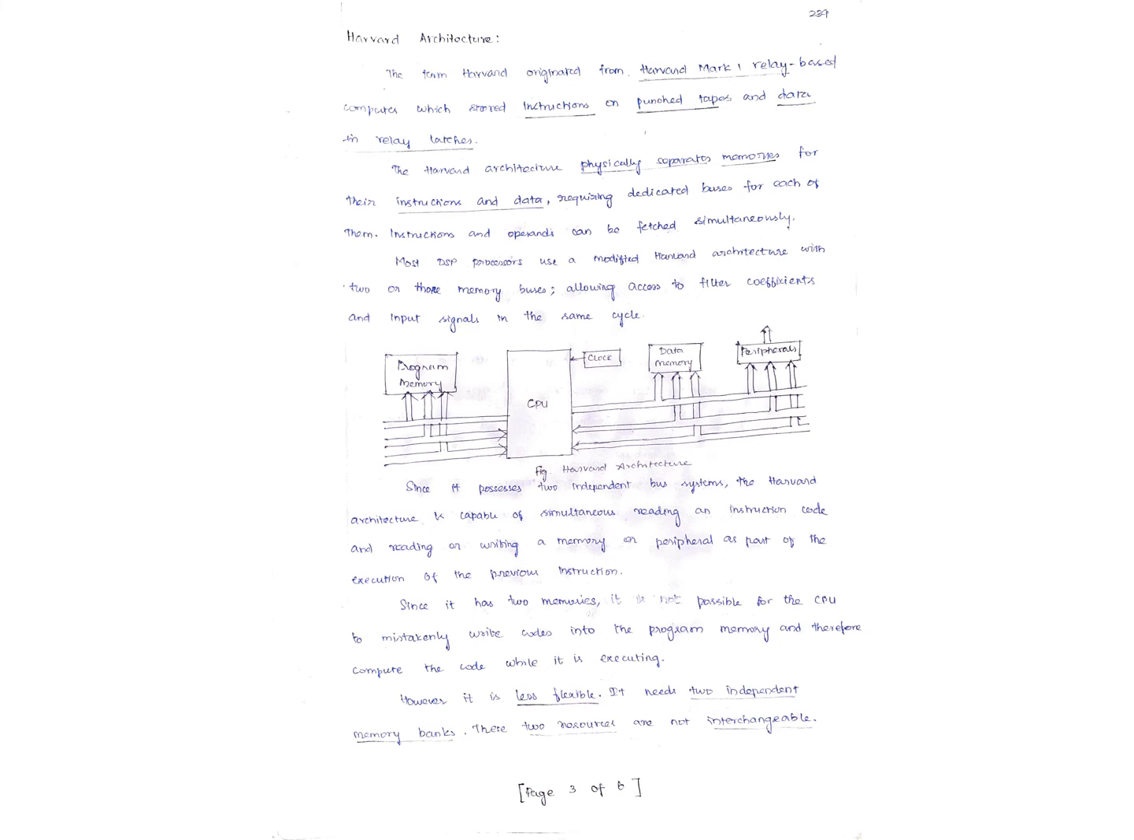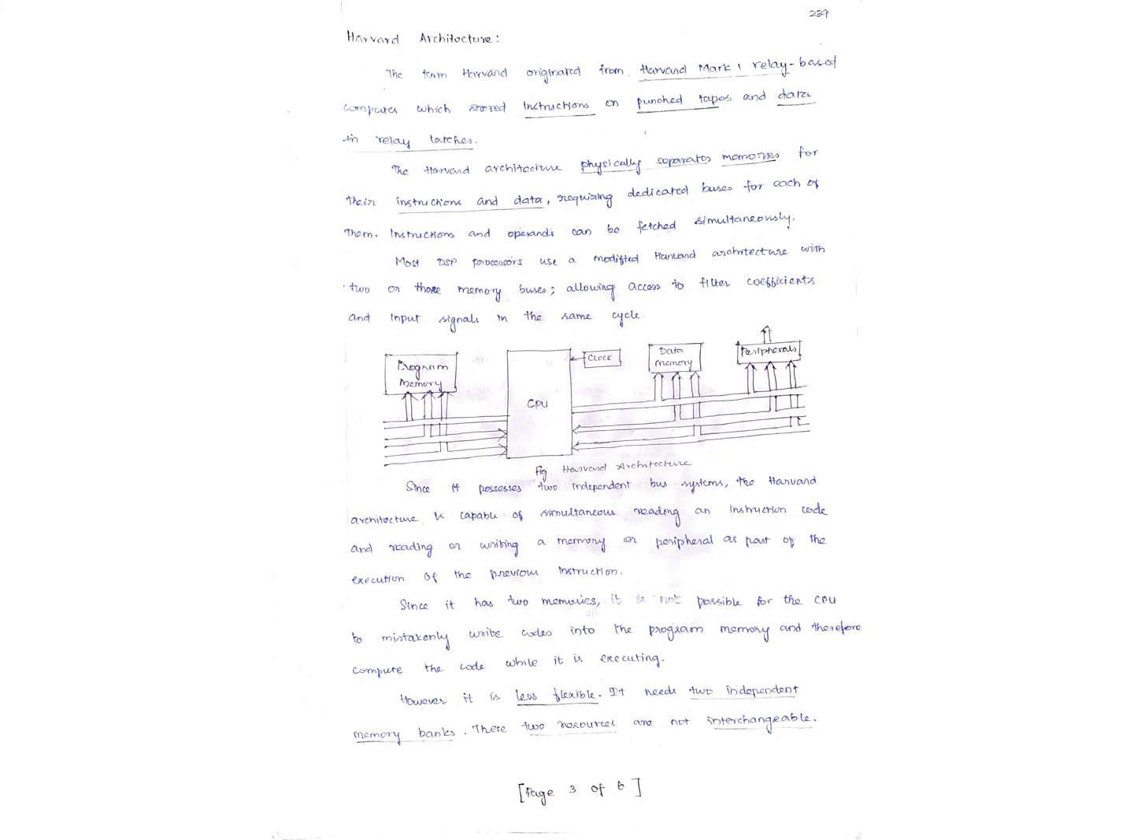Most DSP processors use a modified Harvard architecture with 2 or 3 memory buses, allowing access to the filter coefficients and the input signals in the same cycle. Here we have the 3 different buses: address, data and control buses. It possesses 2 independent bus systems.